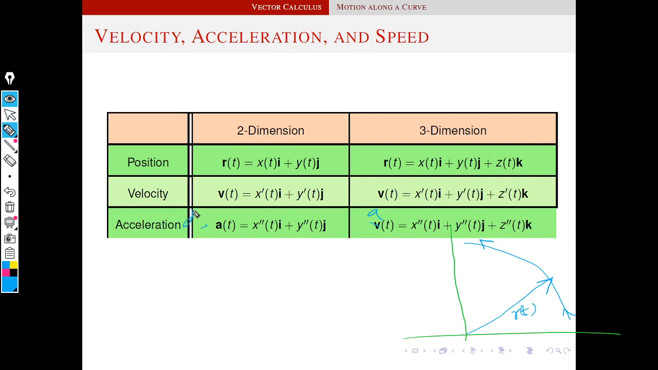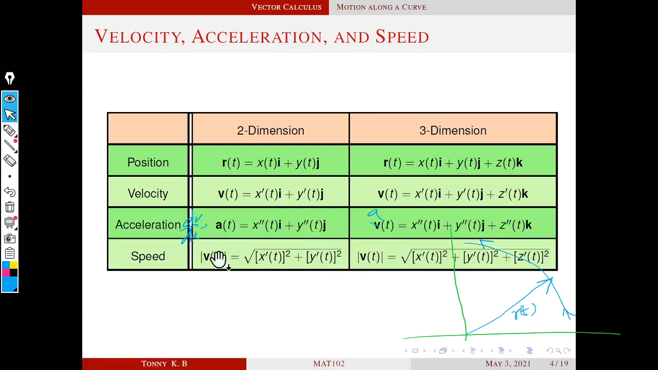It is the derivative of velocity with respect to time. Already velocity is this one, so again we have to differentiate with respect to time. So this becomes x double dash. Similarly all other things. And last one is its speed.